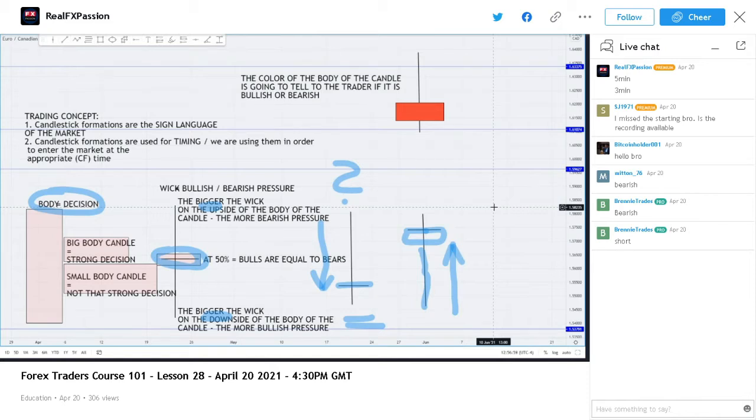No, we don't need to remember the names. Don't bother with the names: shooting star, evening star, dark cloud cover. I mean, crazy stuff. They even have abandoned baby. I mean, come on. But candlestick formations are the sign language of the market. Make no mistake. And we are using them for timing, to time the entry.